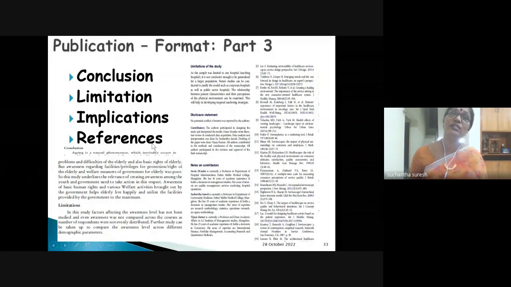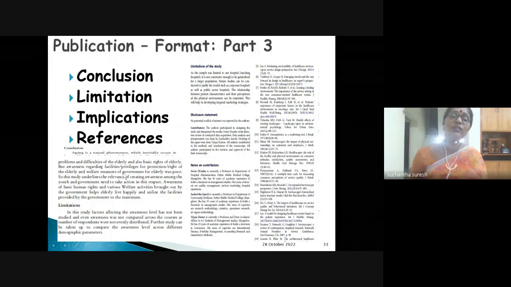In medical research, we give references in the Vancouver style. You might have seen that we give the references in terms of numbers. Specific medical journals follow the Vancouver style, but in management, we follow the APA style, correct? In APA style, we write inside the bracket according to so-and-so, the name of the person, and then we give the reference.